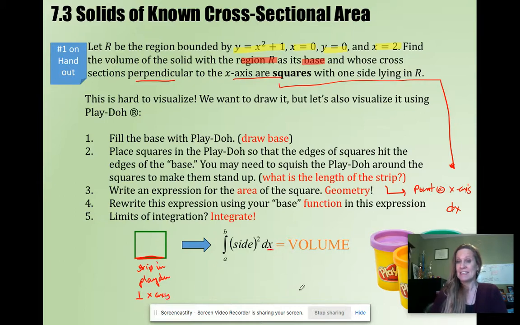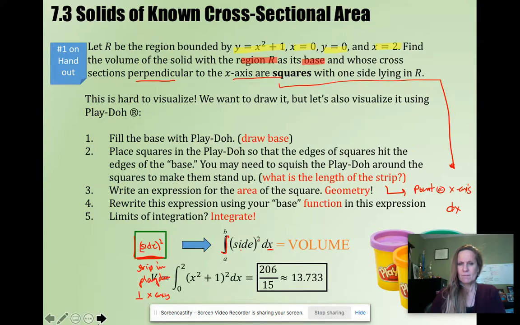Therefore, I'm integrating dx. The area of a square is the length of its side squared, right? That's how you find the area of any square. So I am going to sum all the squares, the length of its side squared. Notice there's no pi in front or 2 pi in front because I'm not revolving. I'm not revolving. I'm building up from a base. That's what I get.